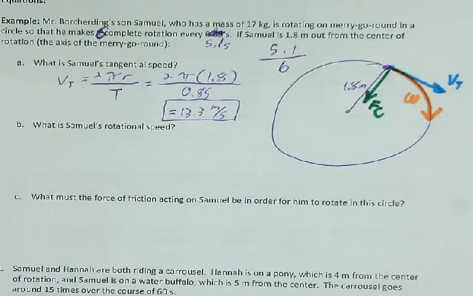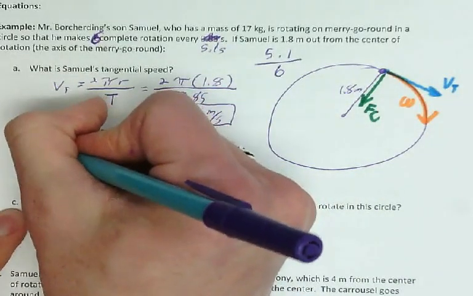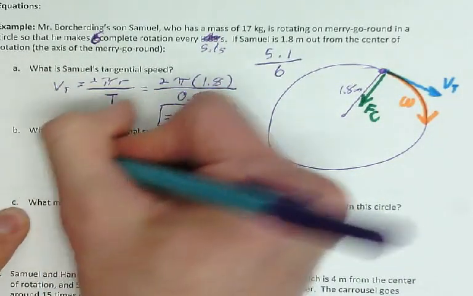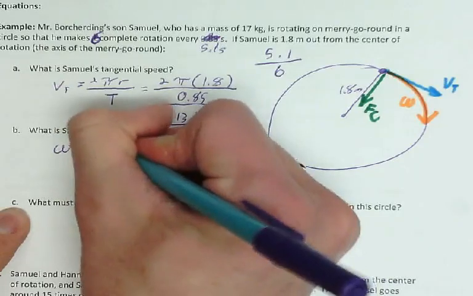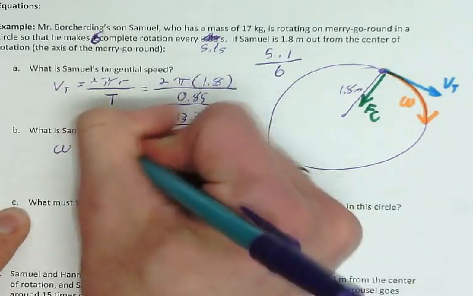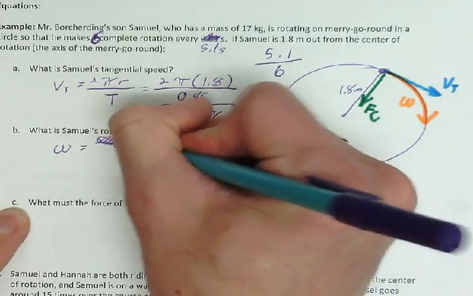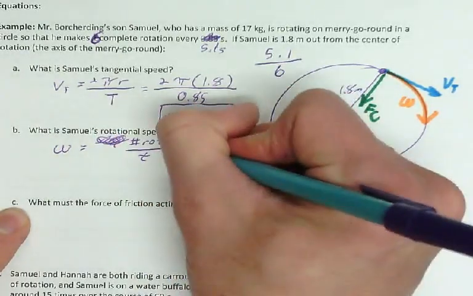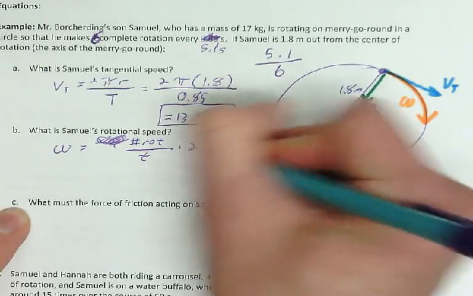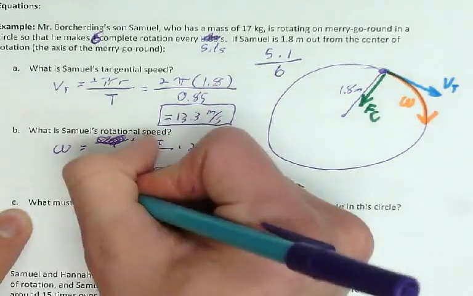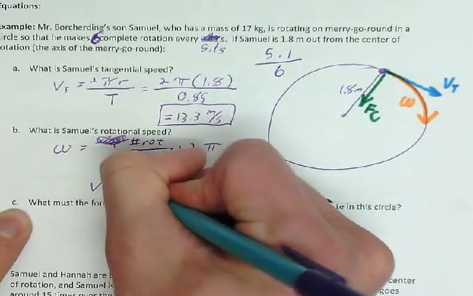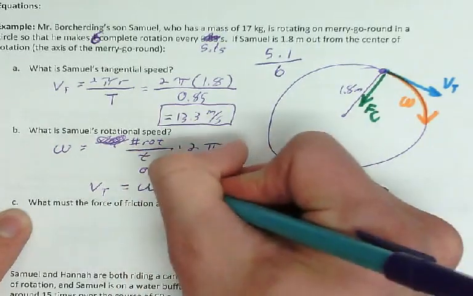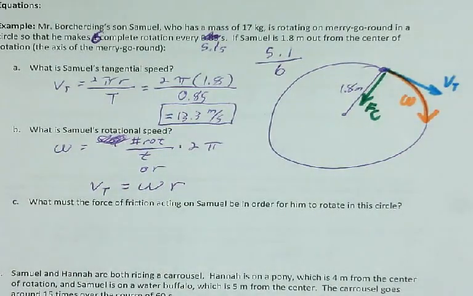So what is his rotational speed? So that's the speed around the circle. There's two ways to find this. You can do number of rotations over time times 2 pi, or you can do the tangential velocity equals rotational velocity times r. It does not matter which one you do. You're going to get the exact same answer. Doesn't matter. You do either one.